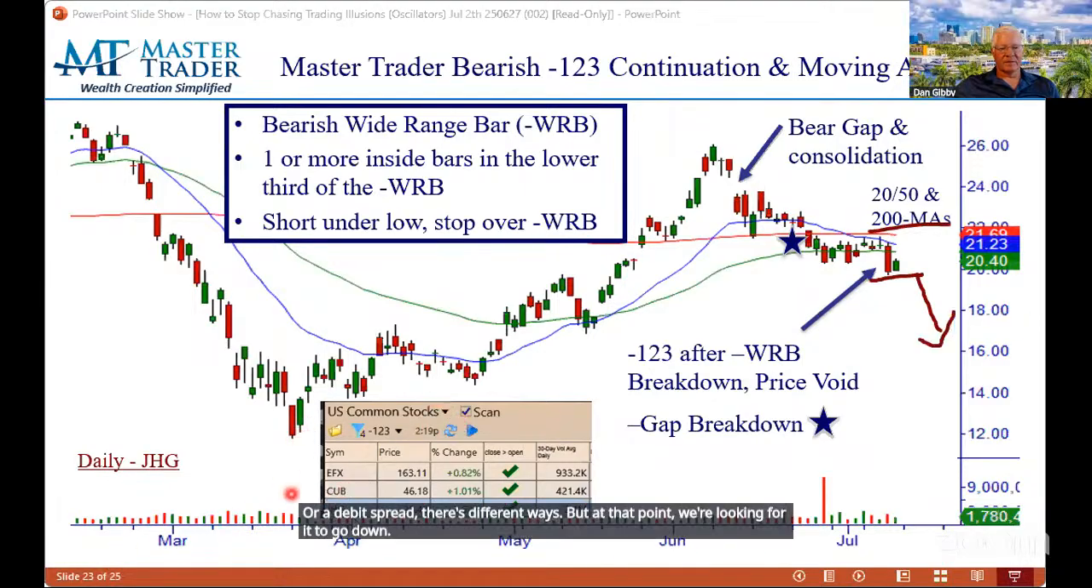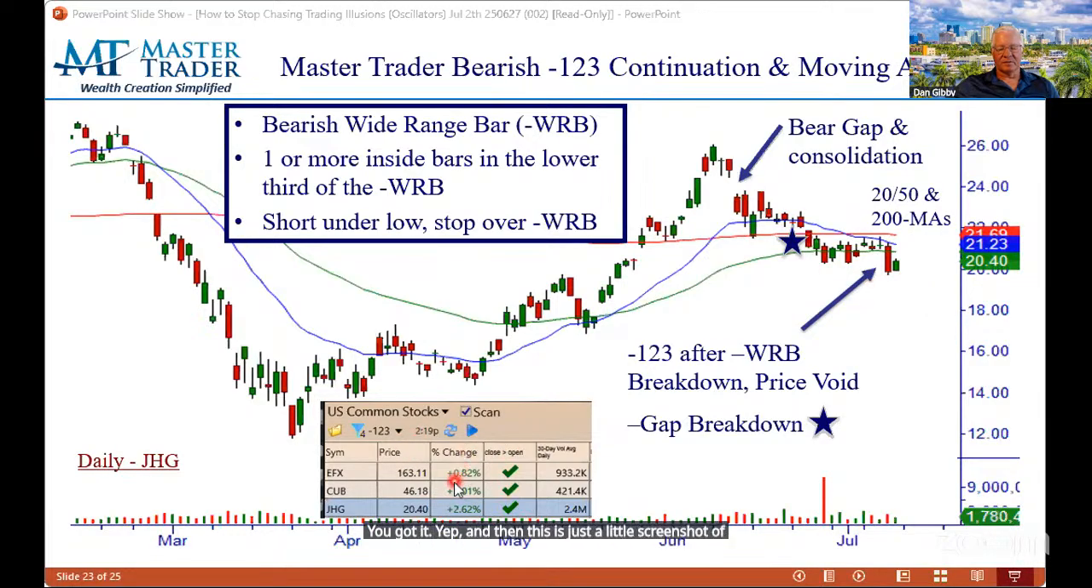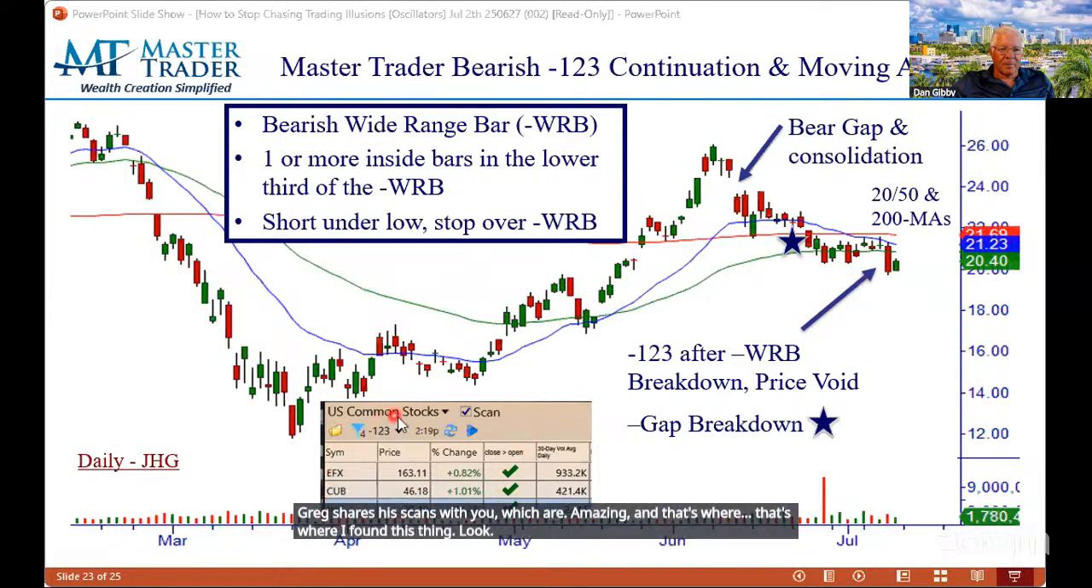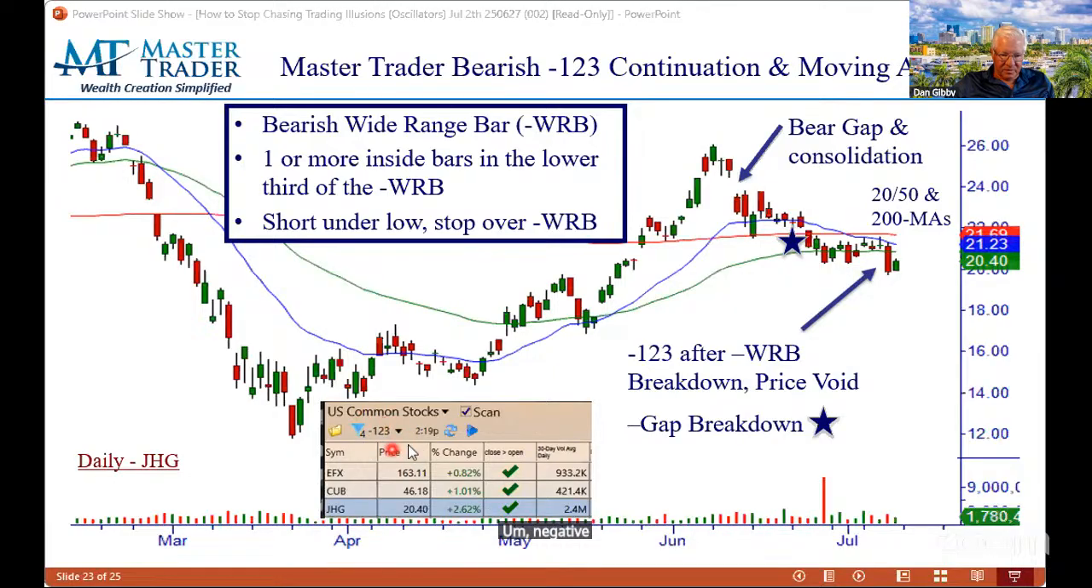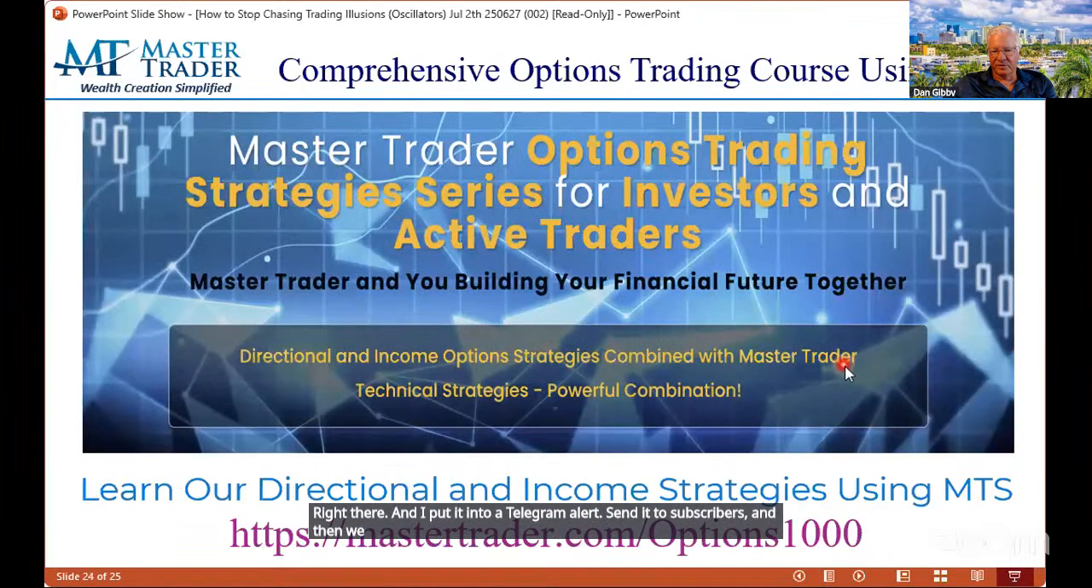Yep. And then this is just a little screenshot of Greg's scan on TC2000. So for our subscribers, any one of our subscribers to any product, Greg shares his scans with you, which are amazing. And that's where I found this thing. Look, negative 1, 2, 3. That's what it's called, a bear 1, 2, 3. And here's JHG right there. And I put it into a Telegram alert, send it to subscribers, and then we manage in between.